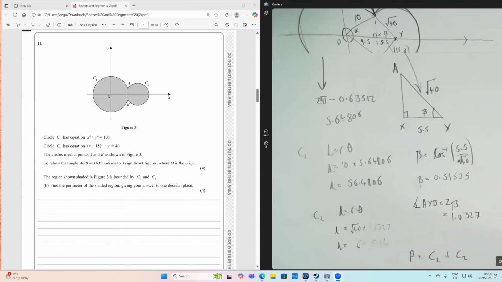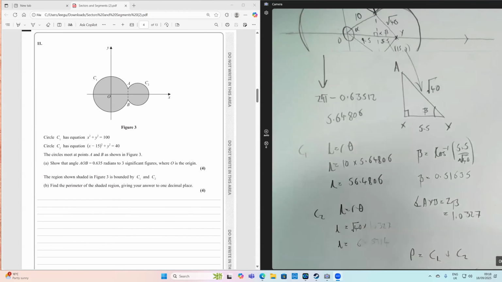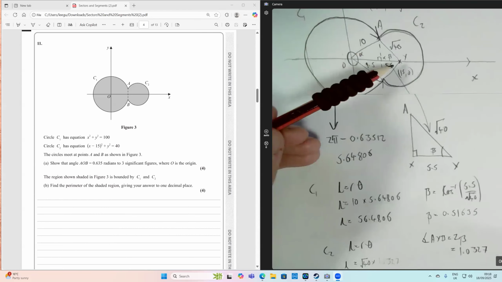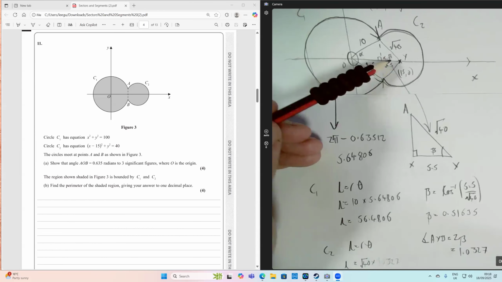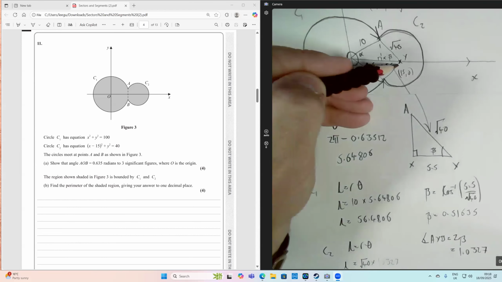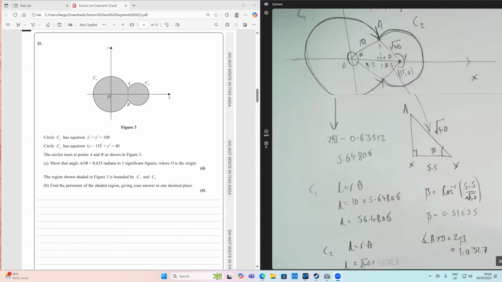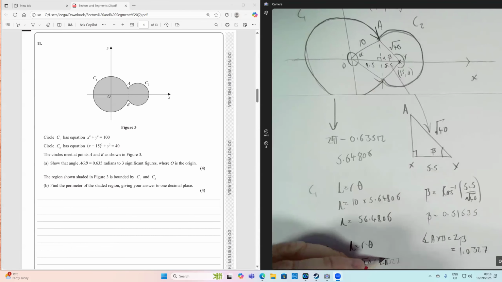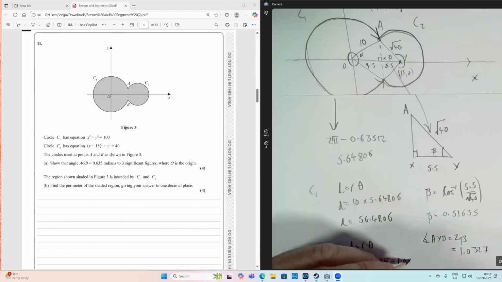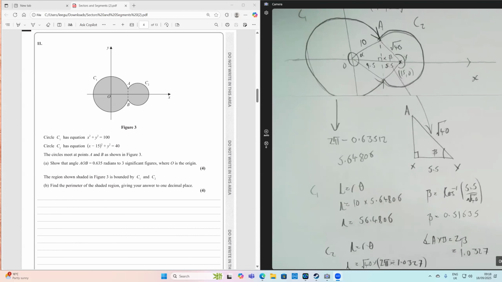What we should have done here is we should say, because we found that this angle here is 1.0327, okay? So actually, we don't want that one. We want this one round here, round the outside. So actually, it should be 2 pi minus that 1.0327. Now that's better. So let's do that then. So 2 pi minus the 1.0327. It's looking better. I'm going to times that by √40.